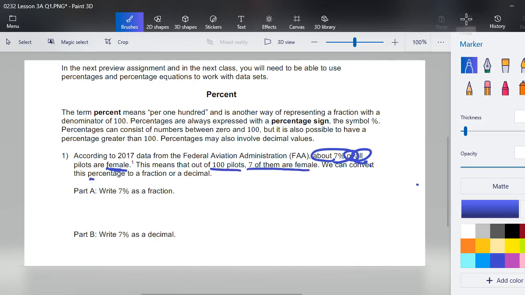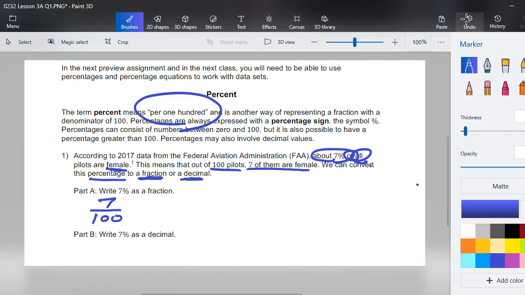We can convert this percentage to a fraction or to a decimal. First thing says write 7% as a fraction. I would go back up here to where it says percent means per 100. So instead of saying 7%, I'm going to say 7 per, put a vinculum, per 100. We then need to practice our reducing or simplifying to make this a reduced fraction, but with 7 being a prime number, we're there.